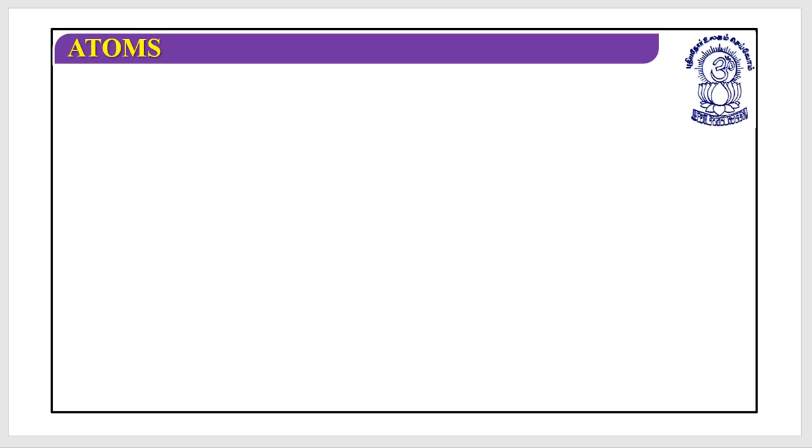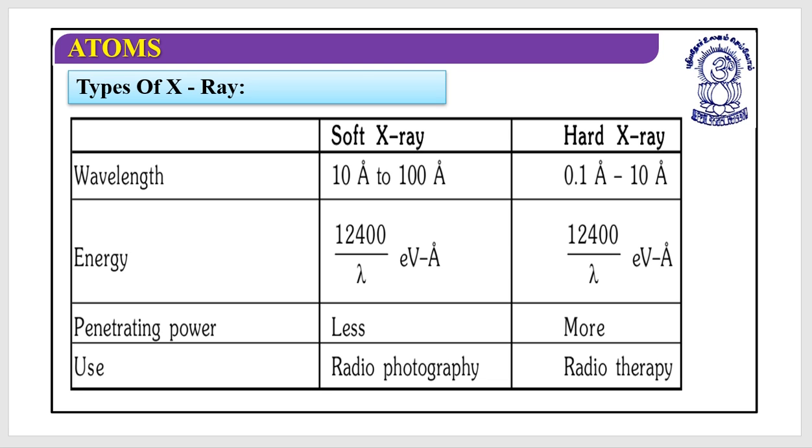Great. So now let's discuss the types of X-ray. We have basically two types of X-rays, categorized based on their penetrating power: soft X-rays and hard X-rays. When I say soft X-rays, the wavelength would be from 10 Angstrom to 100 Angstrom. They would be categorized as soft X-rays. And hard X-rays would be 0.1 Angstrom to 10 Angstrom.